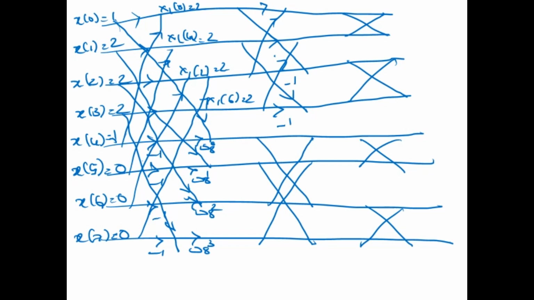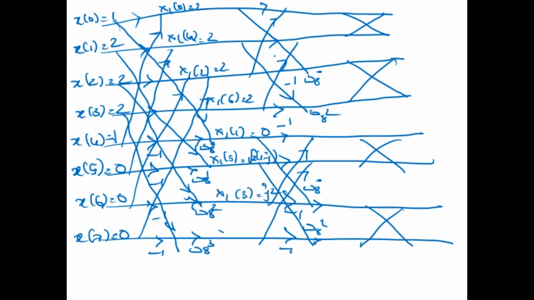-1, -1, so omega 8 of 0, omega 8 of 2. So second stage output x1 of 1 is equal to 0, x1 of 5 is equal to root 2 into 1 minus j, x1 of 3 is equal to minus j2, x1 of 7 is equal to minus root 2 into 1 plus j.